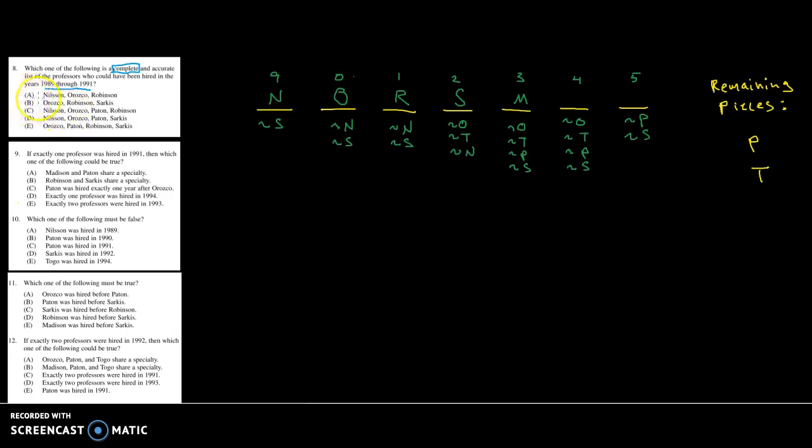So that looks like our answer would just be A, right? N-O-R. There we are. Done. But it was saying complete. Could we put any of these other pieces in there? Can we put P or T in there? Let's take a look at this.